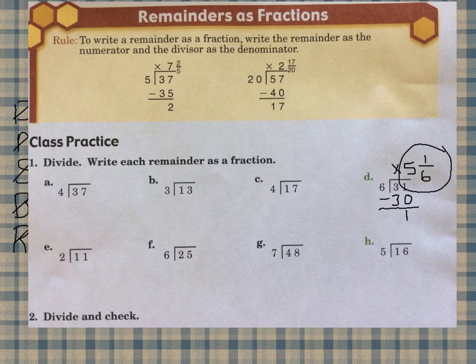E. 2 does not go into 1. 2 does go into 11. 5 times. 5 times 2 is 10. Go ahead and subtract. And for the 5th time in a row, we get 1 as a remainder. The 1 will go as our numerator. It will go on top. And the 2 will be our denominator. It will go on our bottom spot. And our answer is 5 1/2.